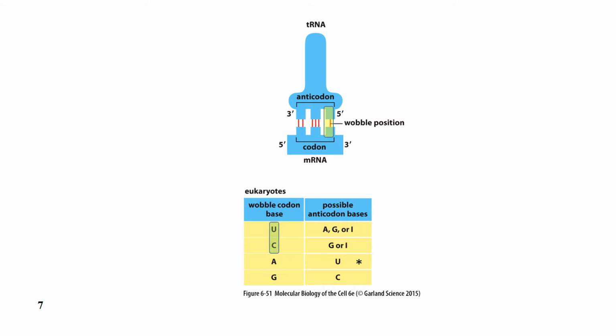However, if there is a U or a C in the codon, you'll note that there are more than one possibilities for the nucleotide that will be in the anticodon. Of course, the typical Watson-Crick base pairing that we would imagine is a possibility, but other possibilities exist. You may be surprised by the I as a possibility. I stands for inosine, and it is a modified nucleotide base.